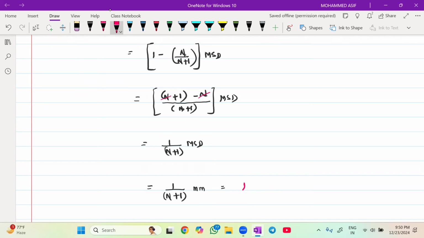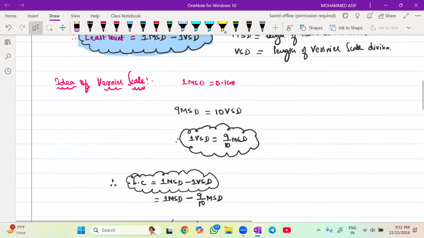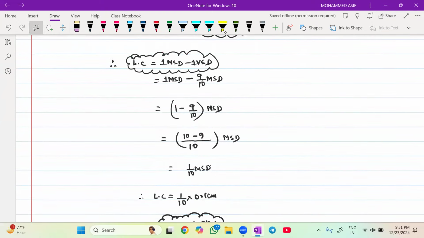This will be 1 divided by 10, since 1 mm is equal to 1 by 10 cm, into N plus 1. The unit will become centimeter. You need to check with the options whether it is in mm or in centimeters. Am I clear? I hope you got an idea how to do the least count problems. Clear, everyone?